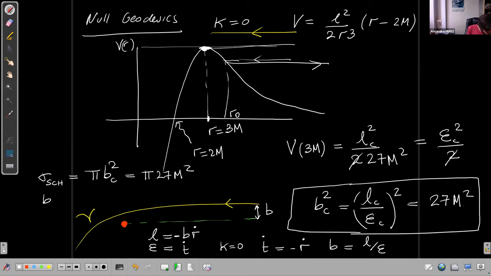B critical is just square root of 27 times m. For a black hole of solar mass, I thought I wrote this, but I remember by heart, it is about 15 kilometers. Remember that the Schwarzschild radius, so r equals 2m, for a solar mass black hole is about 3 kilometers. So this is the apparent size of the black hole as an absorber of photons. It's much bigger than just the Schwarzschild radius, and this gives us a total cross section for photon motion.